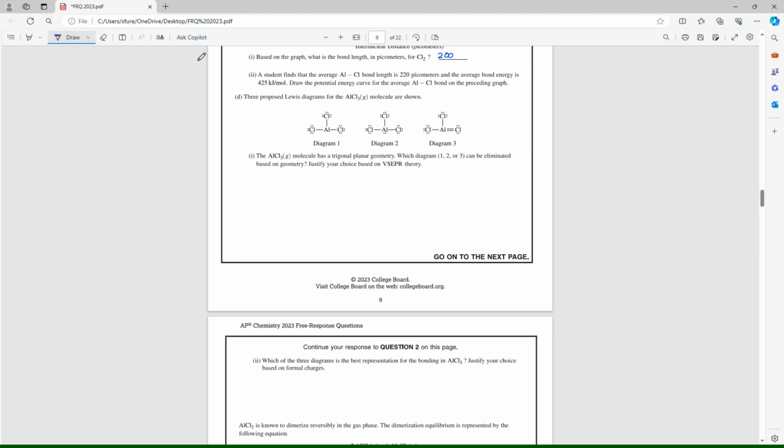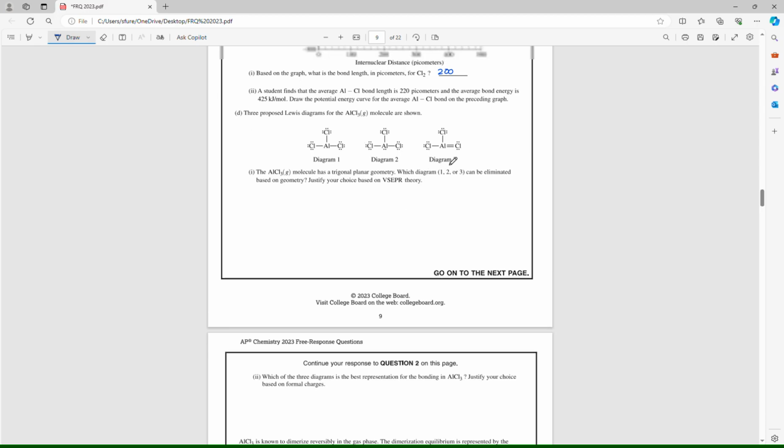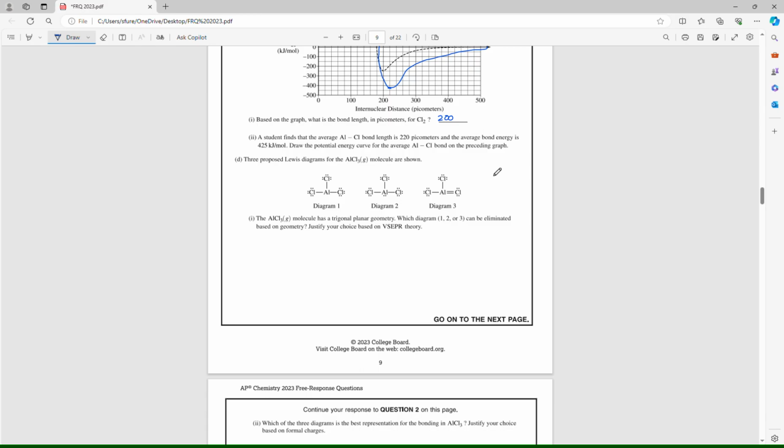Okay. D. 3 proposed Lewis diagrams for the AlCl3 molecule are shown. AlCl3 has a trigonal planar geometry. Which diagram can be eliminated based on geometry? So this one would be trigonal planar because there's no lone pairs on the aluminum. This one would also be trigonal planar because there's no lone pairs on the aluminum. But this one, since there's lone pairs on the aluminum, this molecular geometry would actually be trigonal pyramidal. So diagram 2 can be eliminated because there are lone pairs, which makes it trigonal pyramidal.